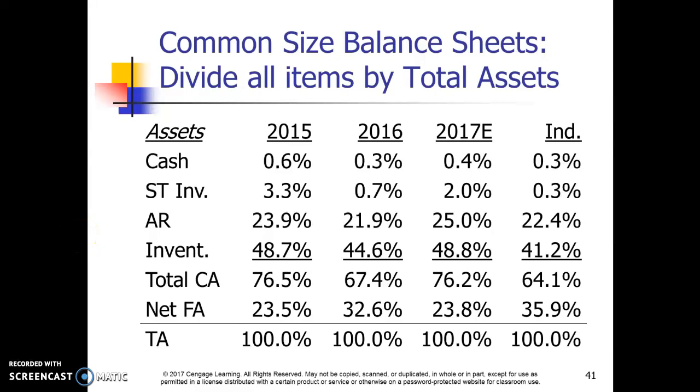Alright, so we're going to finish up chapter 3 by doing common size analysis. So basically what you're doing is you're going to take some of these metrics, or all of these metrics for each one of these sheets, and divide it by a common thing. So in this instance, we're going to divide each one of these metrics: cash, ST inventory, AR inventory, total current assets, net fixed assets. We're going to divide that against that total asset number.